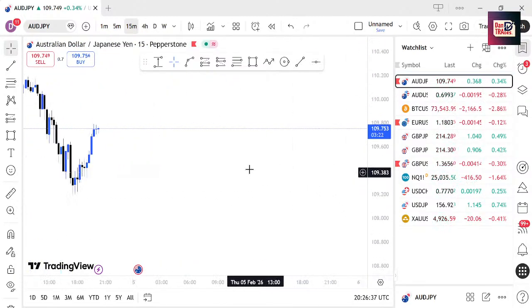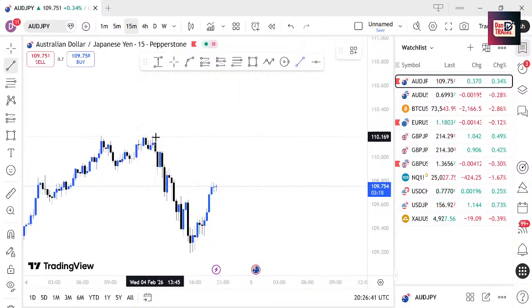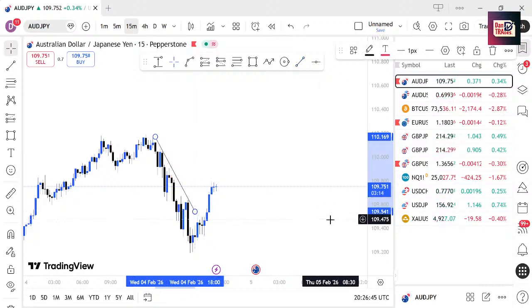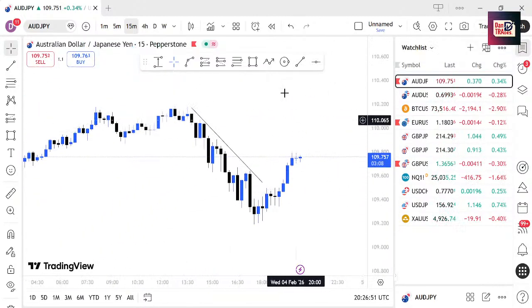That's what I was saying. If you go to the 15 minutes, it will be selling. Someone will just come and draw the line here and say that the market is selling, and end up losing their trade. But you have to check the overall trend on the 4 hour or on the daily.